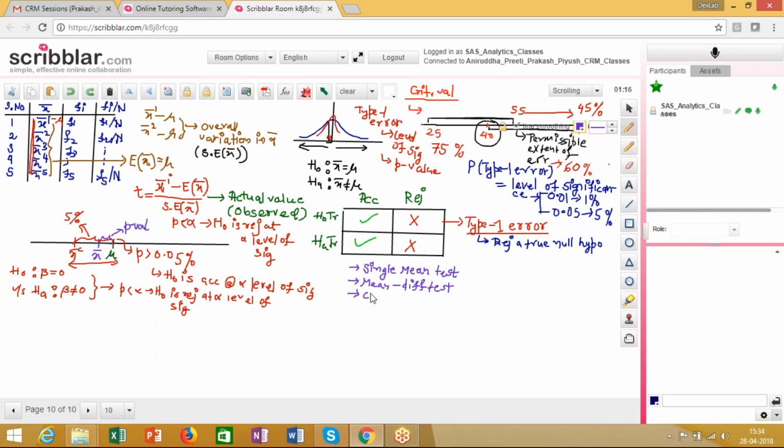Then we have the chi-square test. Then what we have is the F test, right? So this is a single mean test, mean difference test, chi-square test, F test, and it goes on like that. So there are a few important tests. Over here we will be talking about the chi-square test, the single mean difference, and the chi-square and F tests. And each of these tests has its own logic of being performed.